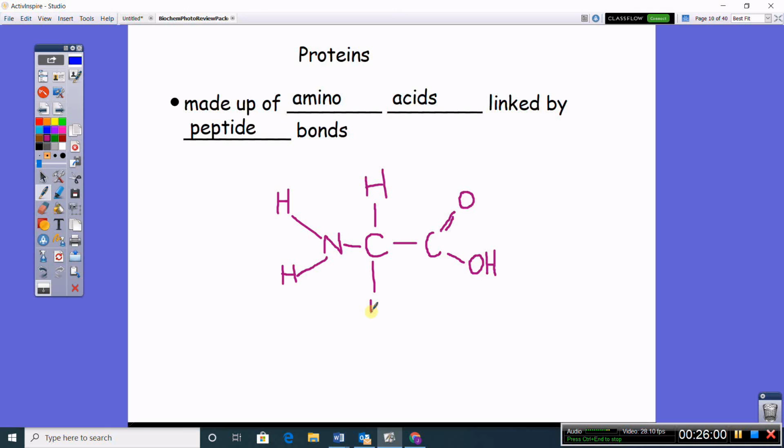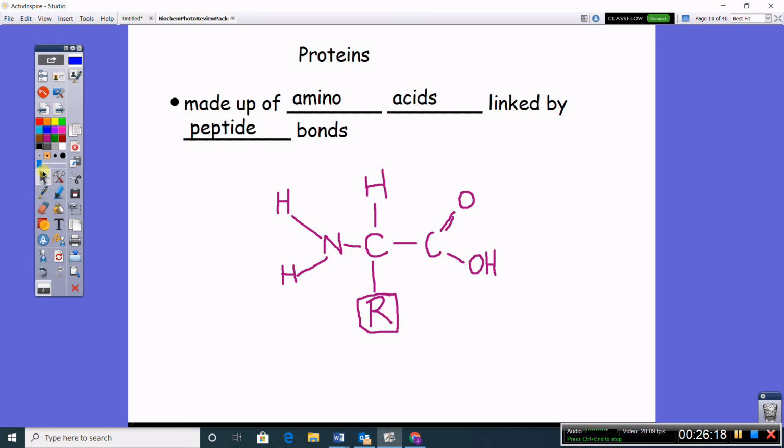All right, and then hanging down from that central carbon is going to be your R group. Now, R does not stand for any certain element or anything. R is the rest of the molecule. It's what makes one amino acid different from the others.